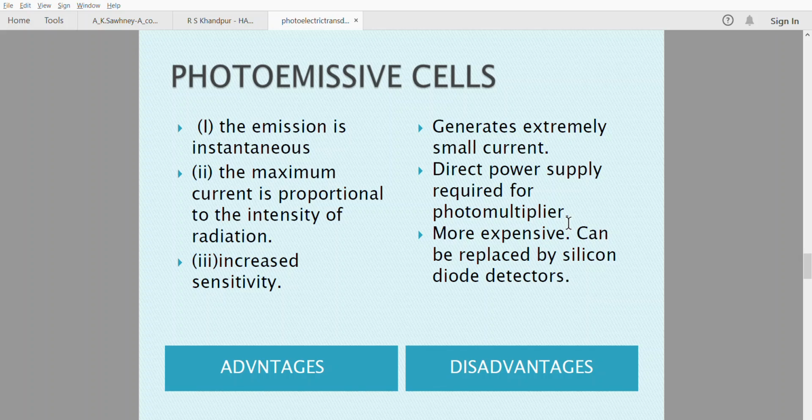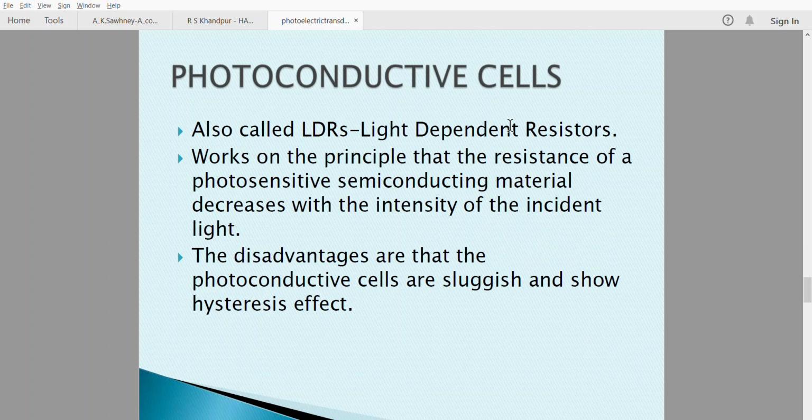Okay, advantages and disadvantages. The emission is instantaneous. Maximum current is proportional to the intensity of radiation. Sensitivity is increased. Disadvantage: it generates an extremely small current. Direct power supply is required for the photomultiplier, hence it is called an active transducer. It is more expensive and can be replaced by silicon diode detectors.